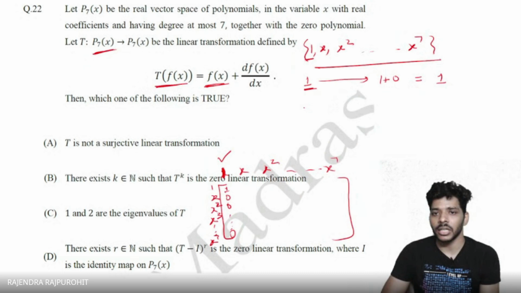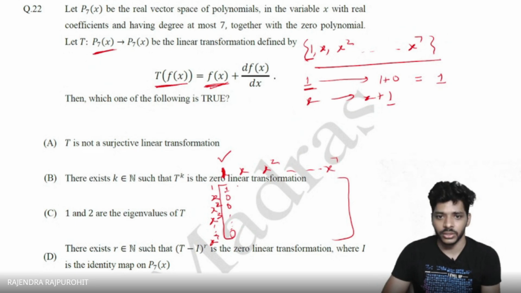Now I look at x. x is mapped to x itself plus the derivative of x, so 1 plus x. The constant is 1 and the multiple of x is 1. The rest of them are 0. The constant will come in the first row, and the multiple of x is 1. I'll get 1 here, and the rest are 0.